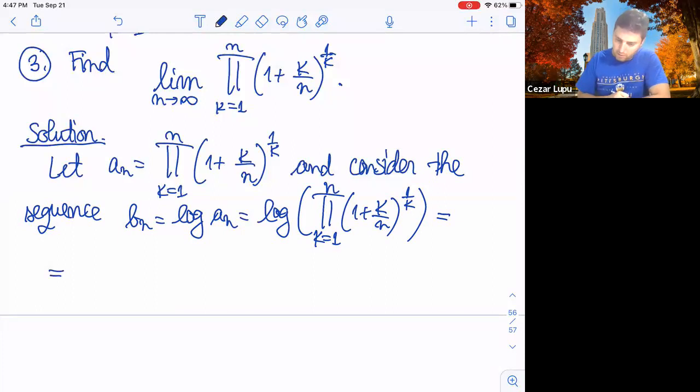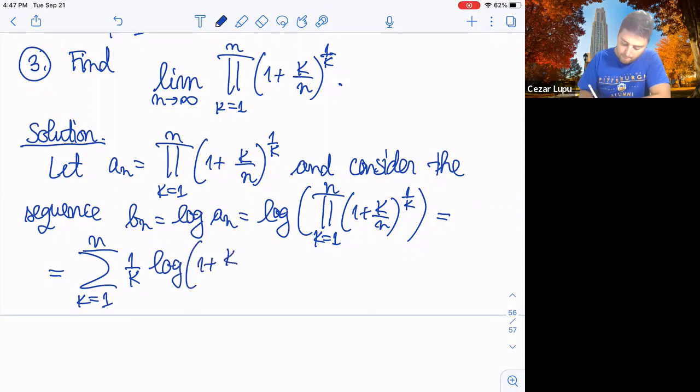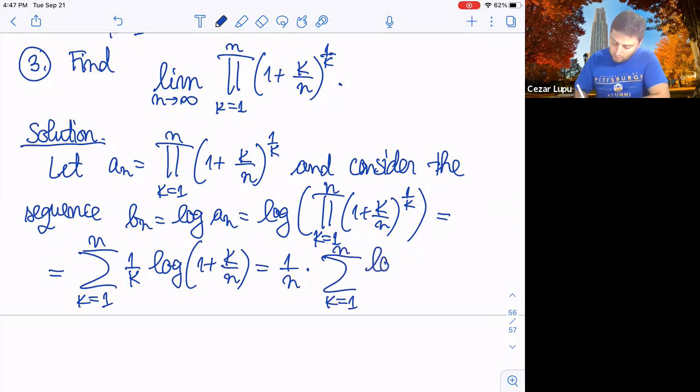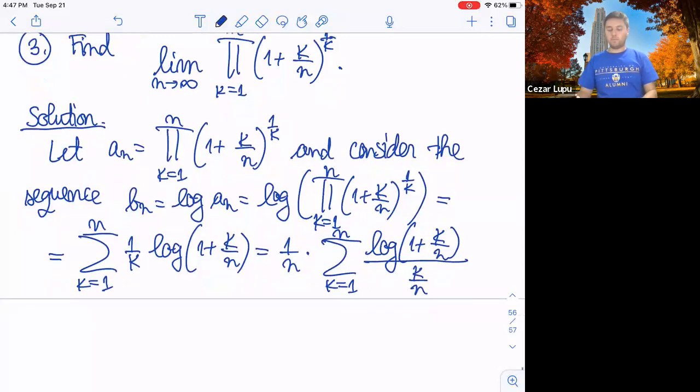And we should be careful here a bit. So this would be the sum of 1 over k times log of 1 plus k over n. All right, great. But we can write this as 1 over n times the sum from k equals 1 to n of the log of 1 plus k over n, everything over k over n. All right, great. At this point, this is a Riemann sum.